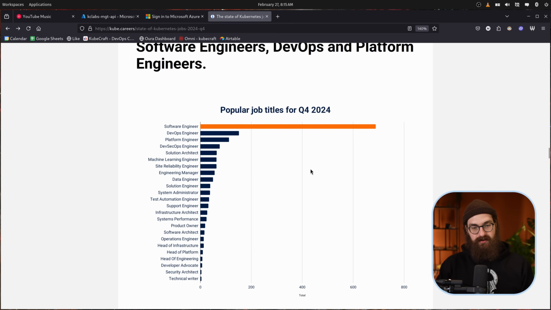Now, this is super interesting to me. I was really surprised to see that software engineering jobs have such a huge portion of these jobs. I'm surprised by this because I also always associate Kubernetes with the infrastructure side because I come from the ops side, right? DevOps, I'm a DevOps engineer.